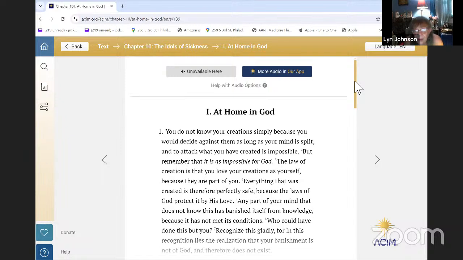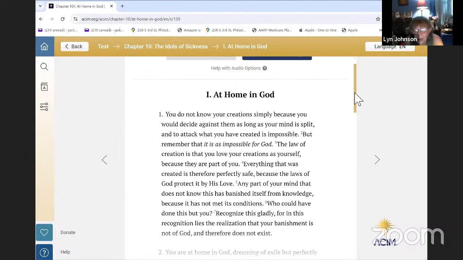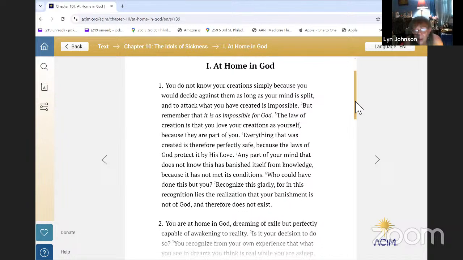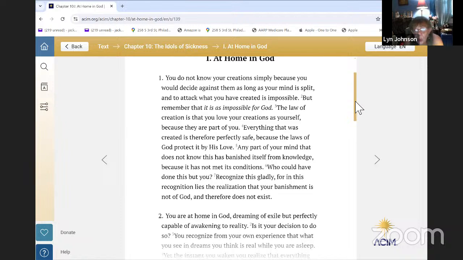Everything that was created is therefore perfectly safe because the laws of God protect it by his love. Any part of your mind that does not know this has banished itself from knowledge because it has not met its conditions. Who could have done this but you? Recognize this gladly, for in this recognition lies the realization that your banishment is not of God and therefore does not exist.